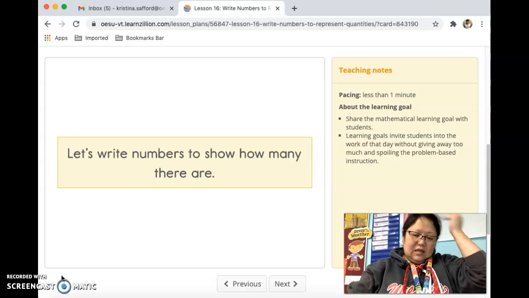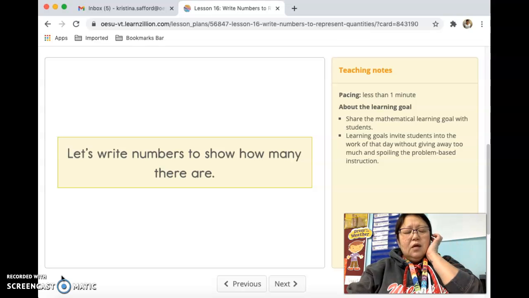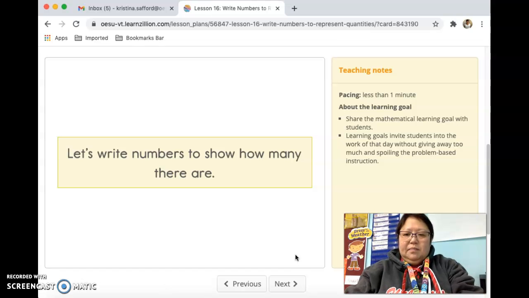It is Thursday, December 3rd, 2020, and we are doing lesson 16. So today our math goal is to write numbers to show how many there are.